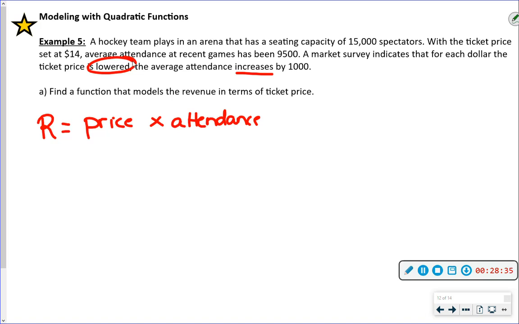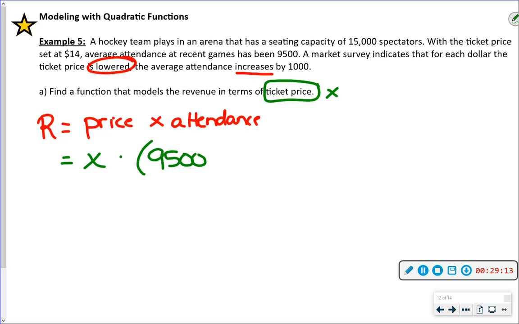Well, let's get specific here. So we are trying to figure out our ticket price. So that's going to be my variable. I'm going to call that x. And just because I don't want that to look confusing with the multiplication symbol, I'm going to switch it to a dot there. I want it to look like I have two x's next to each other. That seems confusing. Now here is the fun part, the attendance. So let's reread this. With the ticket price set at $14, average attendance has been 9,500. So I'm going to start with the 9,500.